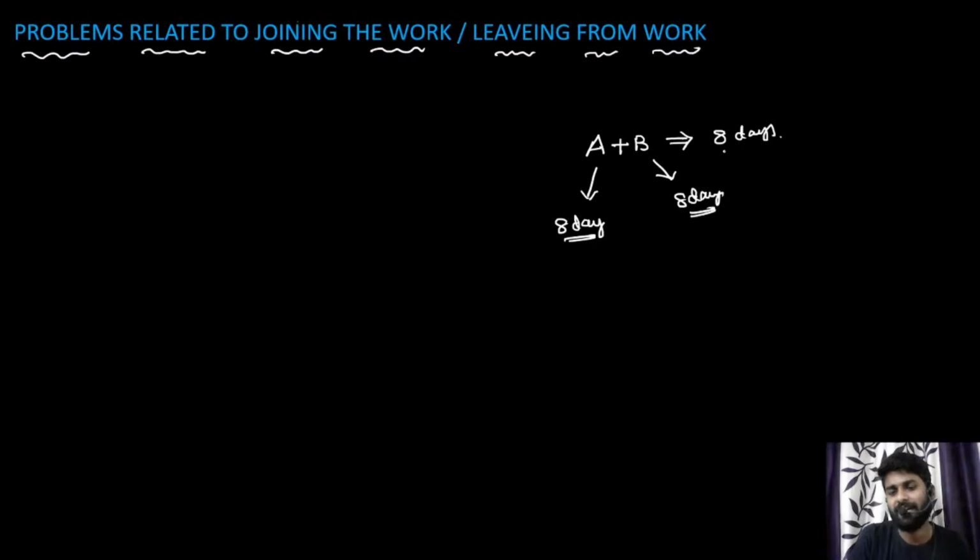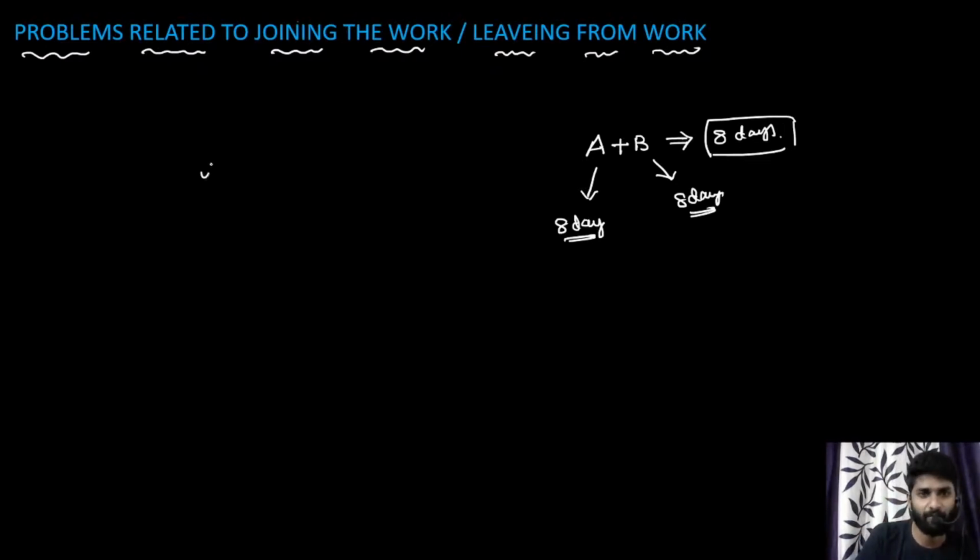Point number one. A and B can complete the work in 8 days. First remember guys, A and B can complete the work in 8 days. What is the meaning? A was working 8 days continuously, B was working 8 days continuously. That's why the work is completed. But we don't know the efficiency of each person. So generally it means A was working 8 days and B was working 8 days.